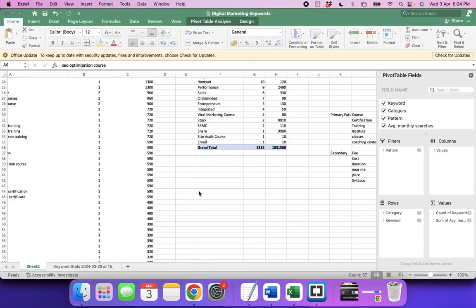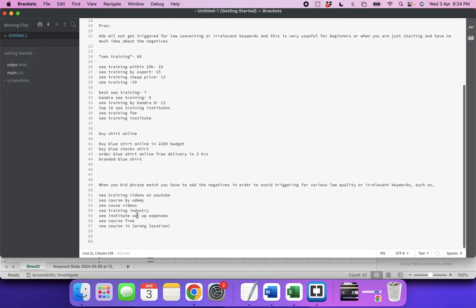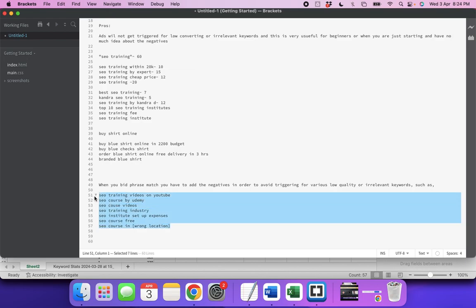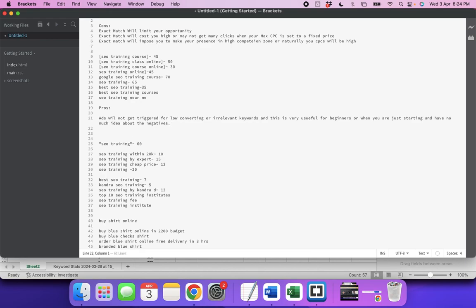Okay, so phrase match, we were discussing pros and cons. Let's come back. Pros: ads will not get triggered for low converting or irrelevant keywords, and this is very useful for beginners or when you are just starting and have no idea about the negatives. See, what was your idea here? You couldn't tell me the negatives here. Only two have told the negatives to me. See, thinking of negatives is quite difficult. As you get experienced, as you go through the search terms, there is something called search terms, you'll get a better understanding or idea.